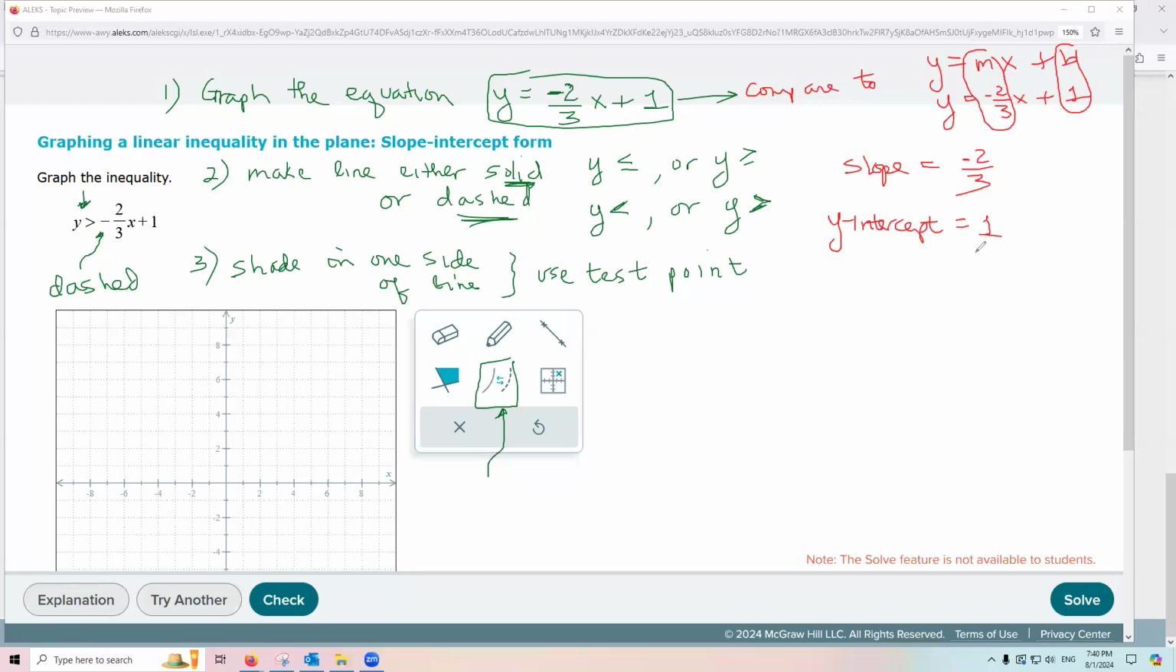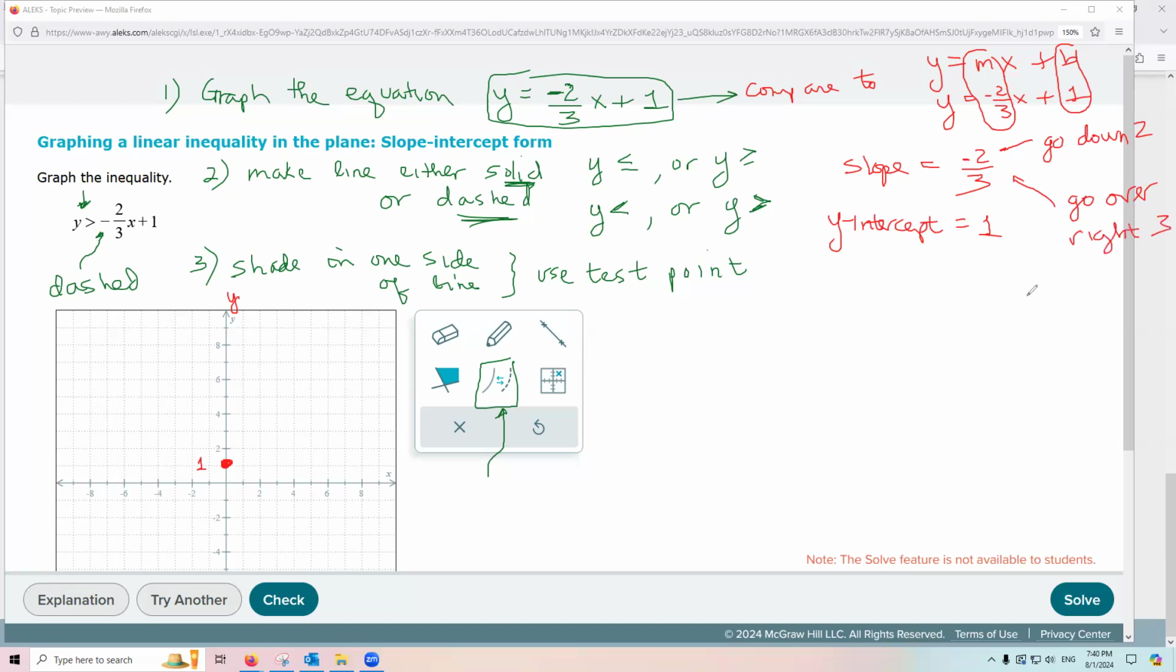So you might remember how to do this plotting. First, you go to the y-intercept and put a dot there. Right here's the y-axis. I'm going to a height of 1, and I'm putting a dot there because that's the y-intercept. Now I use the slope as the instructions on how to get to a second point. This -2 on the top is telling me go down 2, and the 3 on the bottom is saying go over to the right 3.